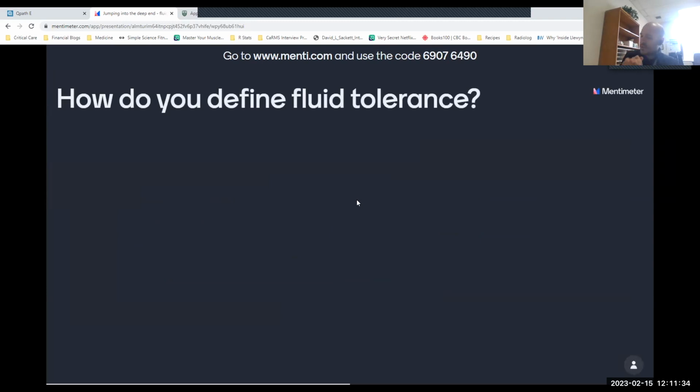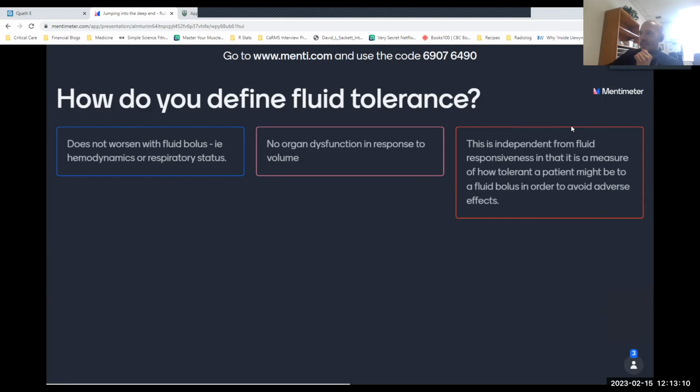Now moving on to defining fluid tolerance. If you want to take a moment and enter what you think, or how you would define fluid tolerance for ICU patients. This is all anonymous. The goal is really just to get everyone thinking and talking about this. Any other thoughts, or does anyone want to answer?